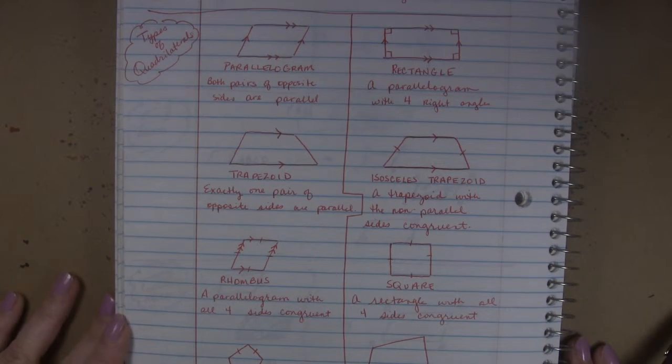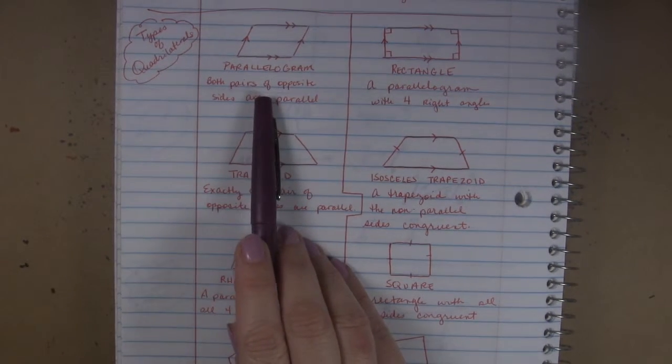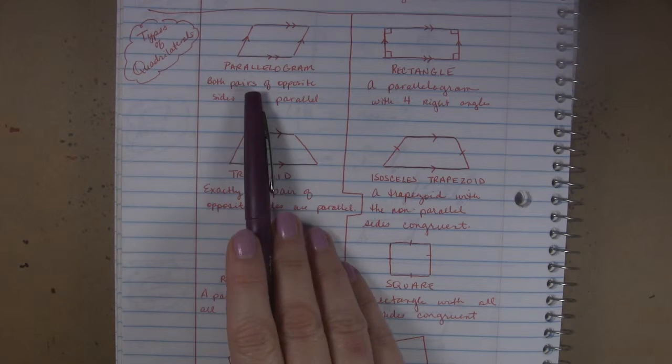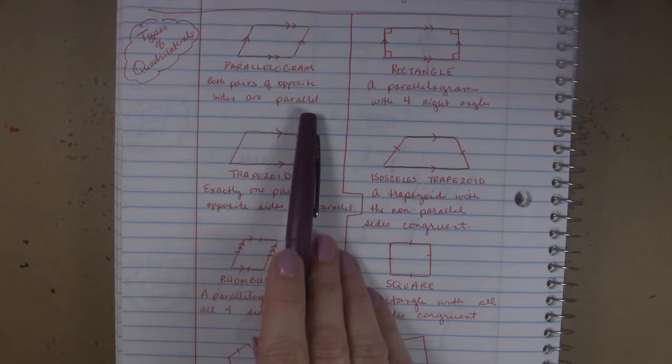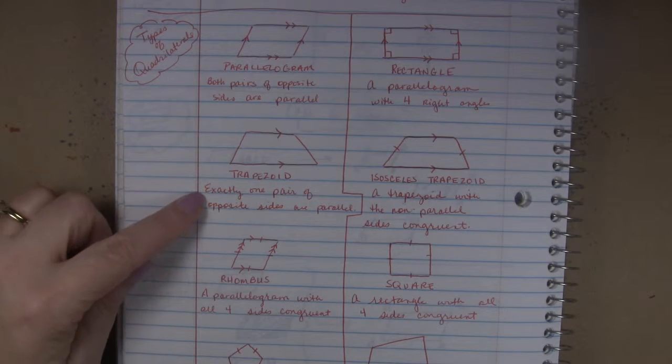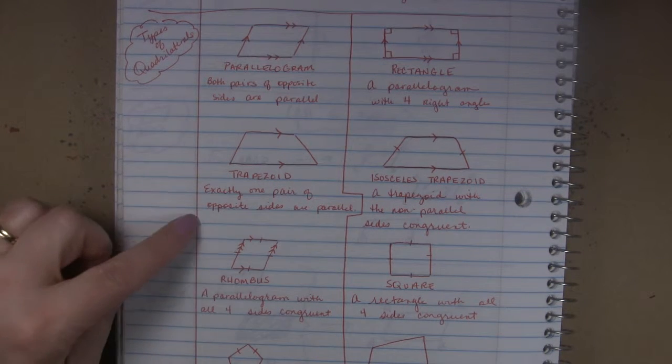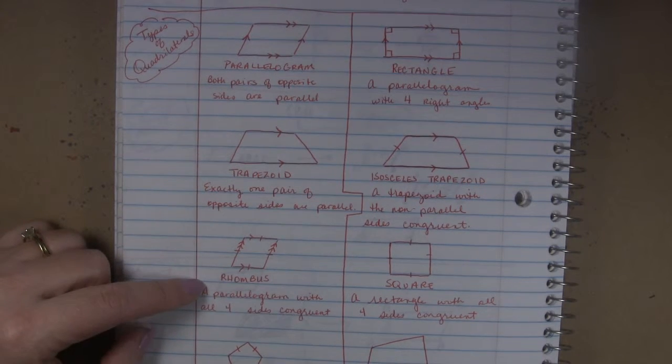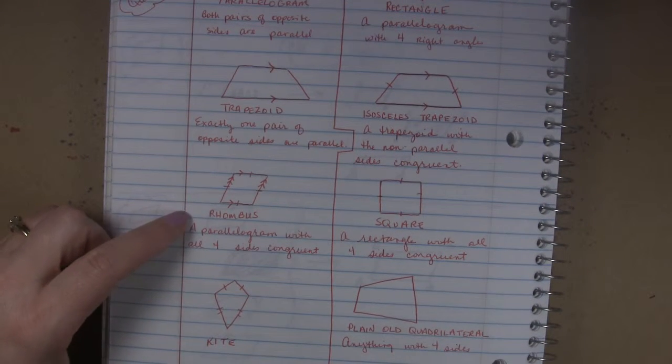all in your notes. We have the parallelogram, which has both pairs of opposite sides parallel. We have the trapezoid, which is exactly one pair of opposite sides being parallel. We have the rhombus, which is a parallelogram, but all four sides are congruent.